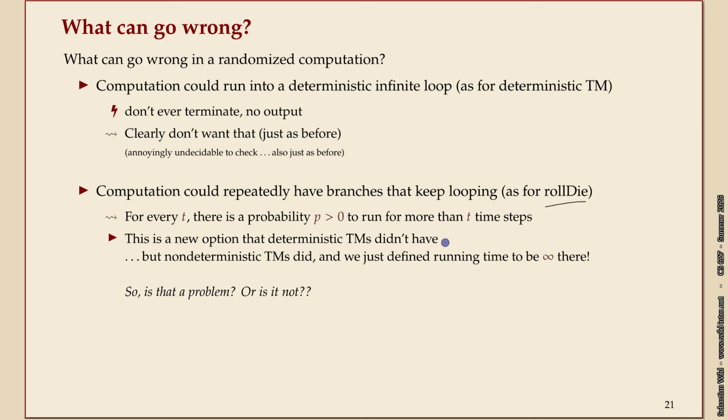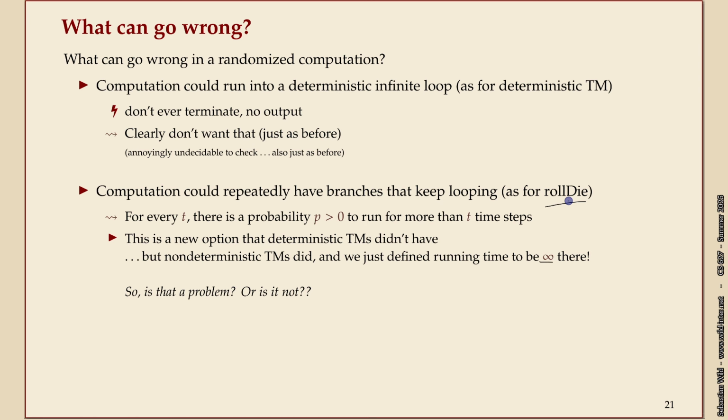It's a new thing that didn't happen for deterministic Turing machines before. It did happen, though, for non-deterministic Turing machines. And the formal definition there just said, okay, the running time then is infinite. If there's an option non-deterministically to keep going forever, then that should be infinite time. Okay, so we'll probably have to keep that. But now, for our algorithm roll die, is that a problem or isn't it?